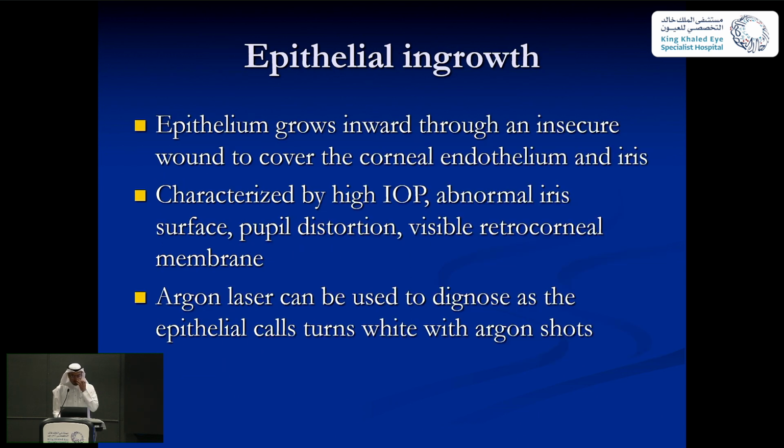Epithelial ingrowth happens mostly after ECCE, and it is characterized by epithelium growing inward through an insecure wound to cover the corneal endothelium and the iris. So it goes both ways. It is characterized by high intraocular pressure, abnormal iris surface, pupil distortion due to contraction of the epithelial ingrowth, and a visible retrocorneal membrane. The classic way of identifying whether this is an epithelial ingrowth or not is to apply argon laser to the membrane. If it turns white, this means that it is epithelium.